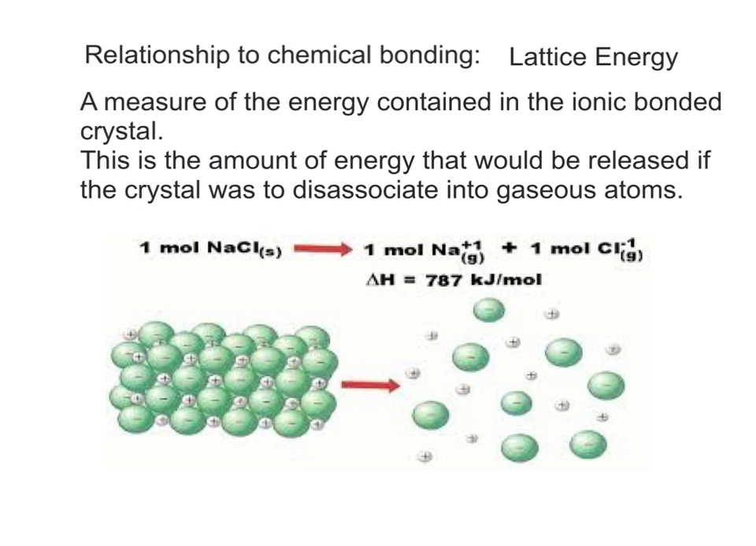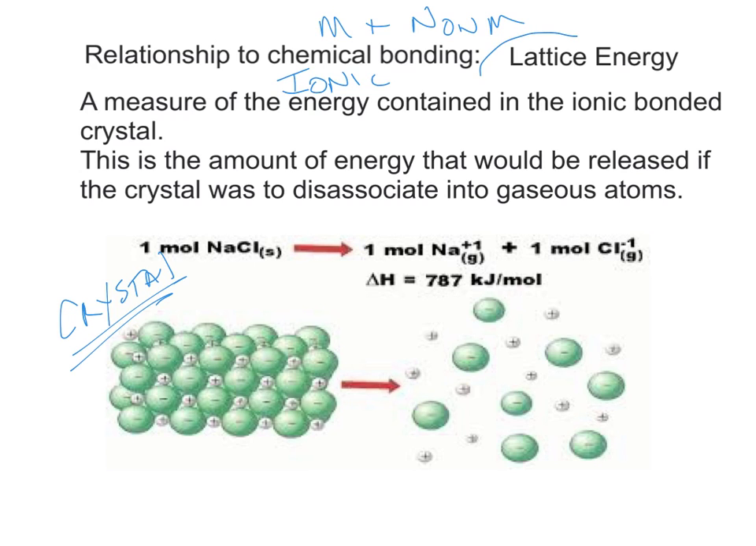Now, if we're talking about chemical bonding, we're basically talking about ionic bonding, okay? Remember, ionic bonding is going to be a metal plus a non-metal. That is what an ionic bond is. That forms a crystal, okay? A crystal structure. That crystal structure is what we call a lattice, okay?